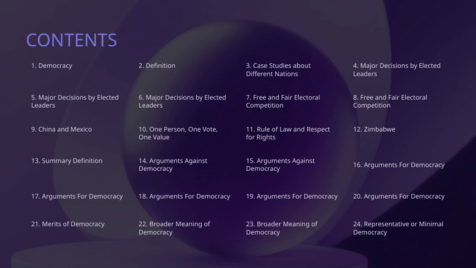Throughout the presentation, we'll discuss arguments both for and against democracy, examining its merits and broader meanings. We will also consider key principles like free and fair electoral competition, the rule of law, and respect for rights. Finally, we'll look at different forms of democracy, such as representative or minimal democracy, to understand the various ways societies organize their political systems. This overview sets the stage for a comprehensive understanding of democracy's complexities and significance.